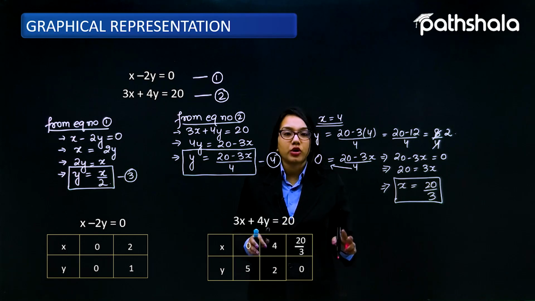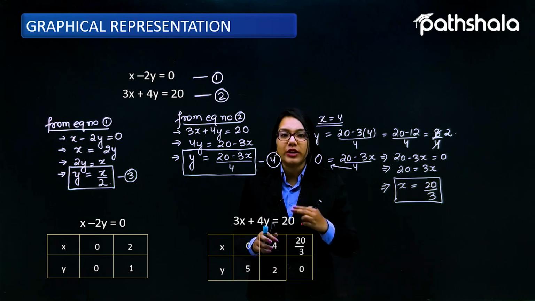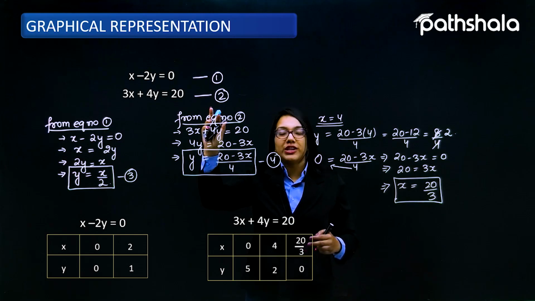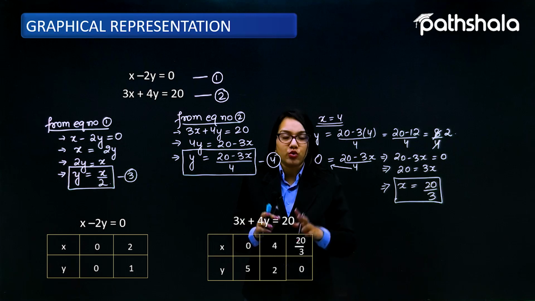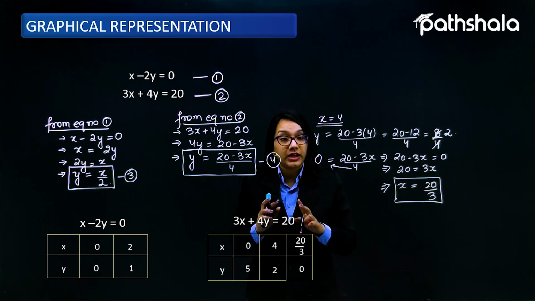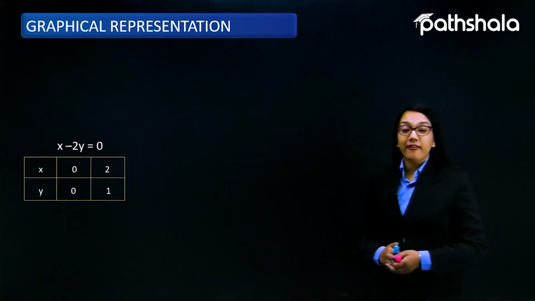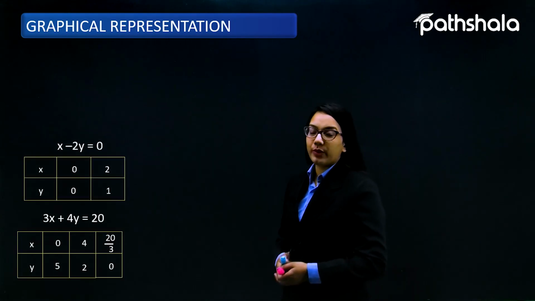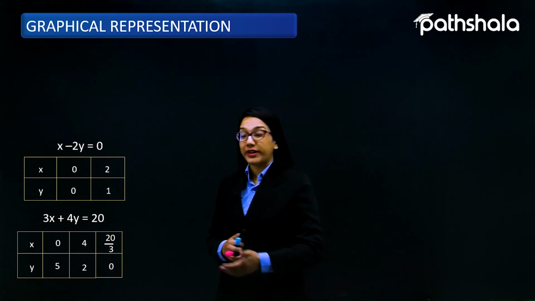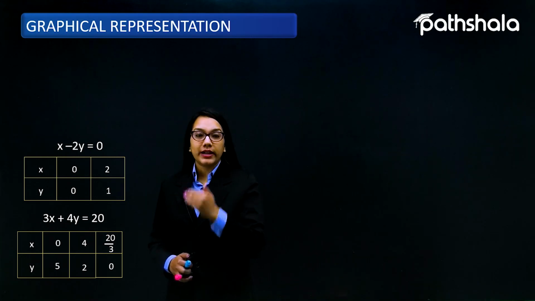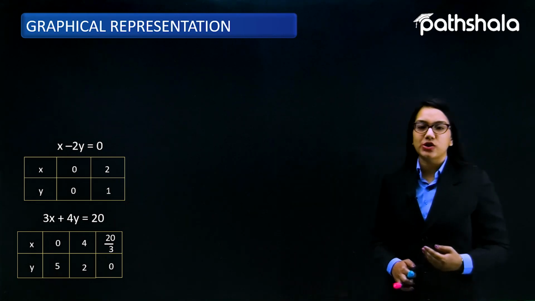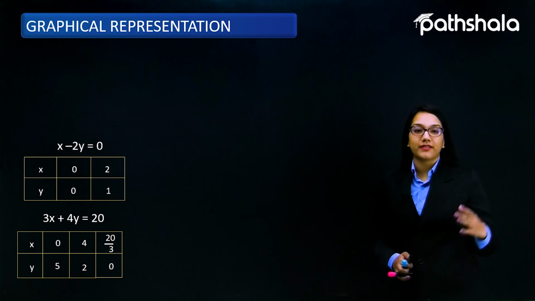Now, this is all about the solution of the individual equations, that is equation number 1 and equation number 2. Now, let's plot these two equations together on the xy plane to see their nature. As we have already seen the solutions for the two equations, x minus 2y is equal to 0 and 3x plus 4y is equal to 20, let us suppose we are plotting the graph of these two equations on a single xy plane.